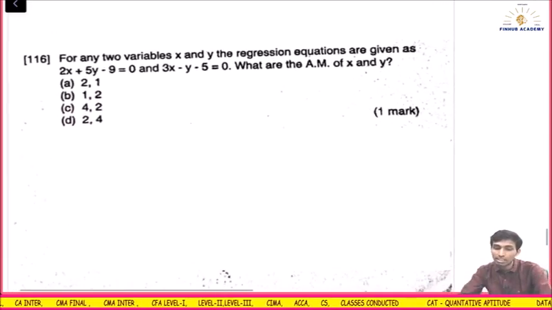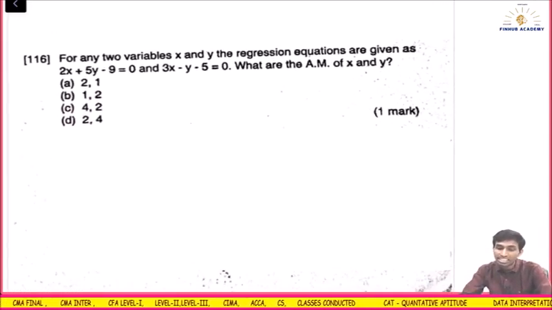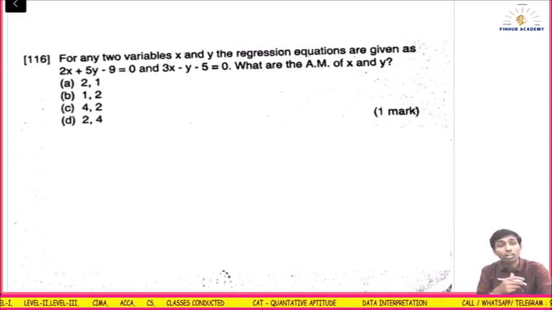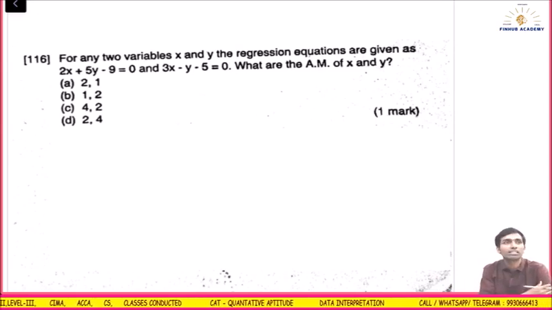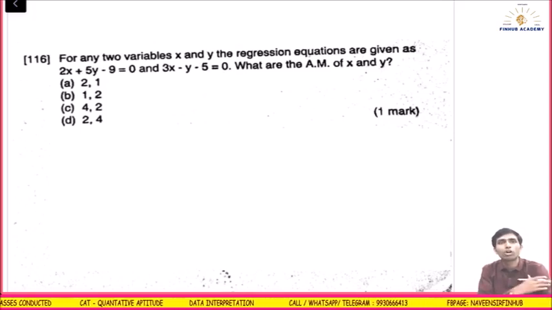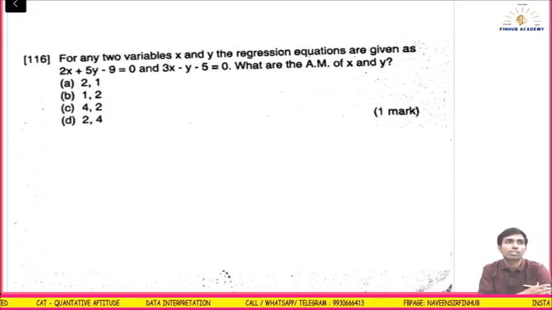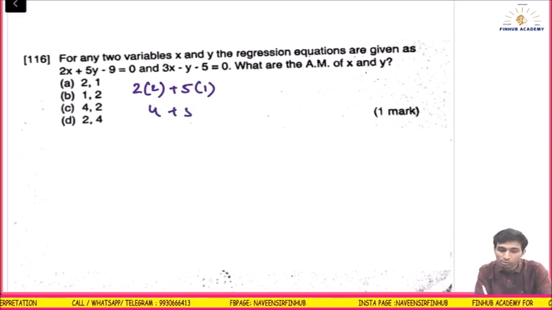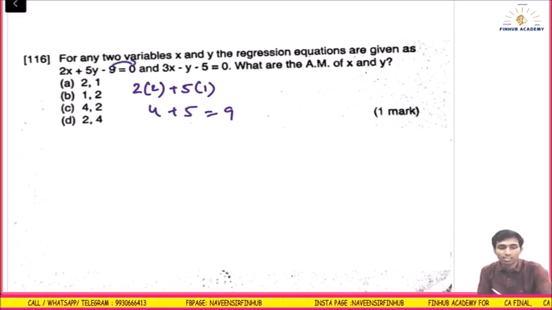For any two variables, regression equations, what is the arithmetic mean of x and y? That is what they are asking. You have to just solve it, simultaneously. I gave one trick to solve. Anyway, you can use the options also. The best is to use the options. So whichever is satisfied. Let's say I want to check 2 into 2 in the first equation, plus 5 into 1. What is the answer? 4 plus 5, the answer is 9. And here you are getting 9, no? So this is the answer actually.